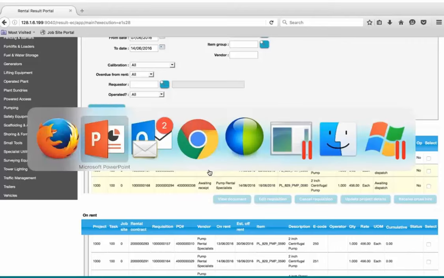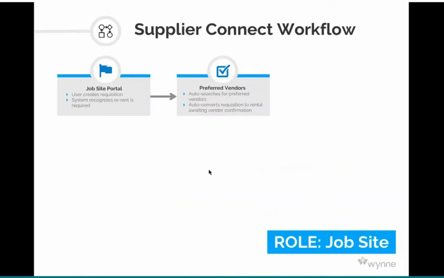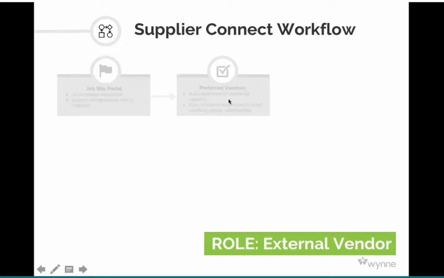So if I just drop back into my workflow for a second, that's all happened out at the job site, so that's one part of my geography. And the next thing I need to think about is my external vendor. My external vendor is first of all going to get a notification by email.